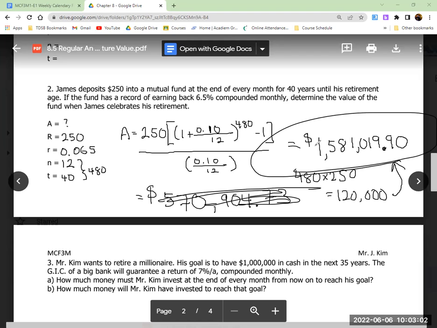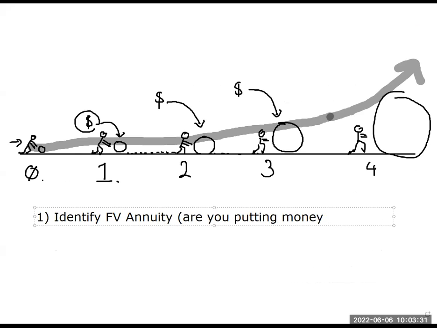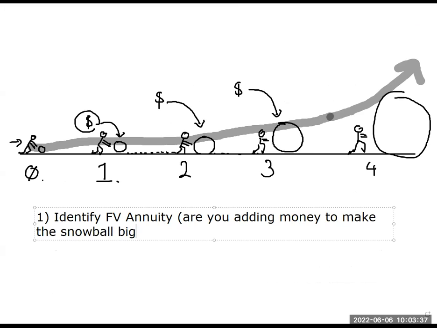Your goal, my homework for you, is anytime I give you a question, number one, let me write this down. This is how I'll finish my video, okay? Write this down. Number one, identify if the question is a future value annuity, as in, are you adding money to make the snowball bigger? Okay, you have to read the question if you want to figure that out. There's no other way. There's no hint.